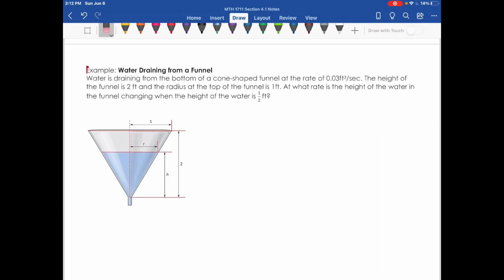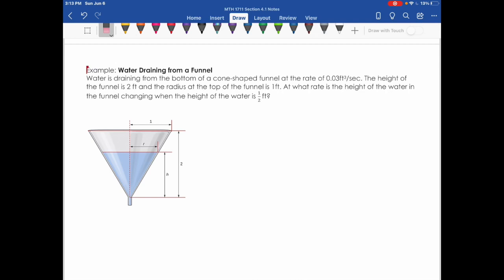So in this last example of the section, we're going to talk about water draining from a funnel. It says water is draining from the bottom of a cone-shaped funnel at the rate of 0.03 feet per second. The height of the funnel is 2 feet, and the radius at the top of the funnel is 1 foot. And at what rate is the height of the water in the funnel changing when the height of the water is 1/2 foot?